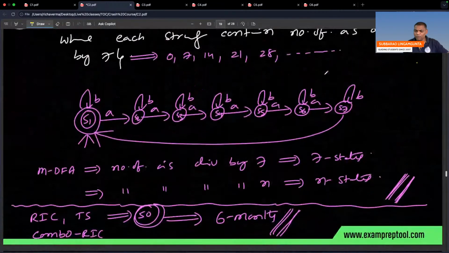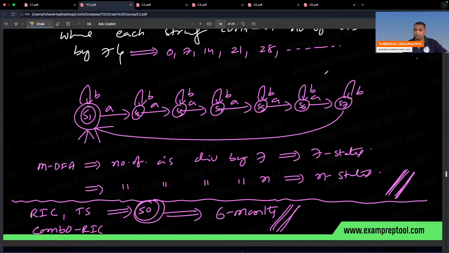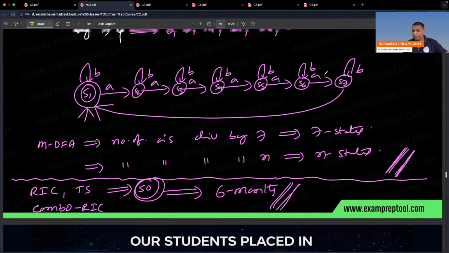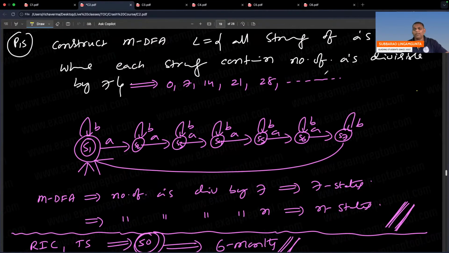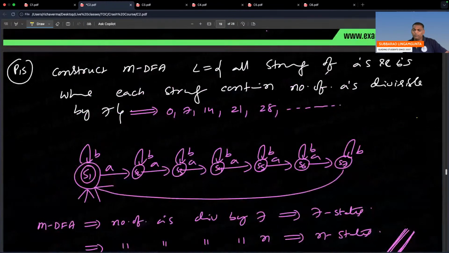Can you see yesterday's problem? Where each string contains number of A's divisible by 7. Number of A's divisible by 7 contains 7 states, minimal DFA, and minimal NFA also 7, because there is no dead state. Every NFA is not a DFA, but every DFA is an NFA. For this problem, minimal DFA and minimal NFA have the same number of states because no dead state is there. I think people got it.